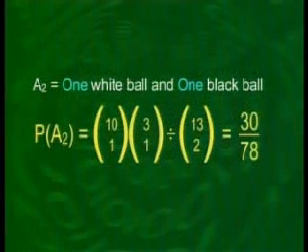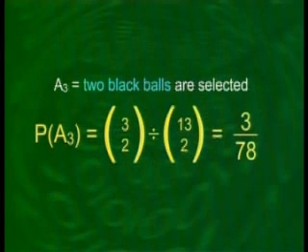Dividing 10C1 into 3C1 by 13C2, the probability of A2 comes out to be 30 by 78. In a similar way, the probability of the event A3, that is, 2 black balls transferred from the first bag into the second, is given by 3C2 divided by 13C2, and that is 3 by 78.